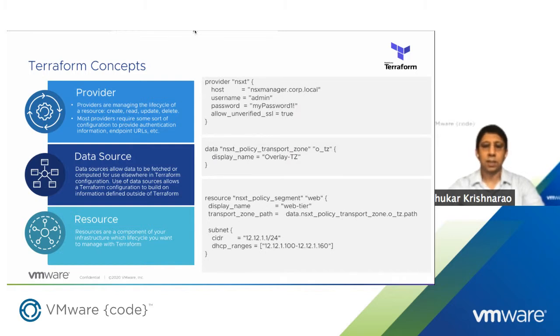A data source is how Terraform can read an existing object that is created outside of Terraform. And a resource is a component within the infrastructure that Terraform currently owns. It can create that object. It can edit that object. You can also see in the example on the screen, the transport zone is actually referencing a data source on the third line. So we'll look more at all these things when we look at the source code.